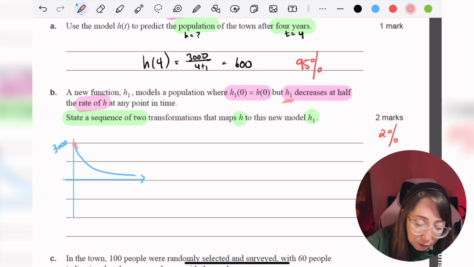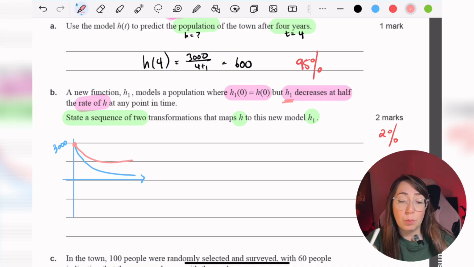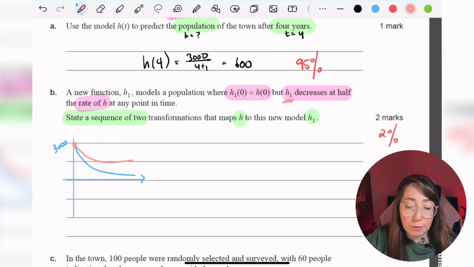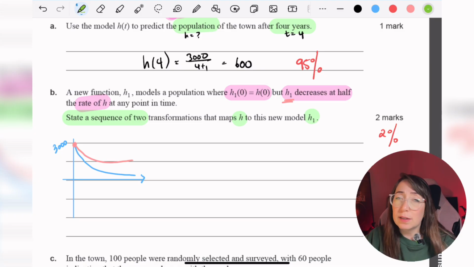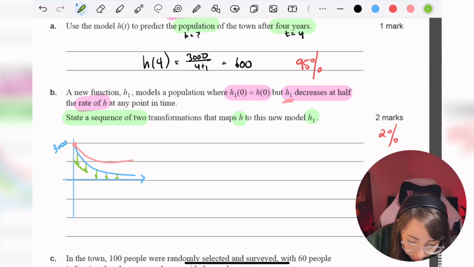So it has to start at that 3,000, but then we want that to be half of what we would have with the blue. So basically, whatever this blue value is, we would have half of that value at any point. Now, that doesn't really make sense in terms of what I've drawn. Why is it higher? So if we think about it, if I'm halving every single one of my y values, it should actually look something like this.